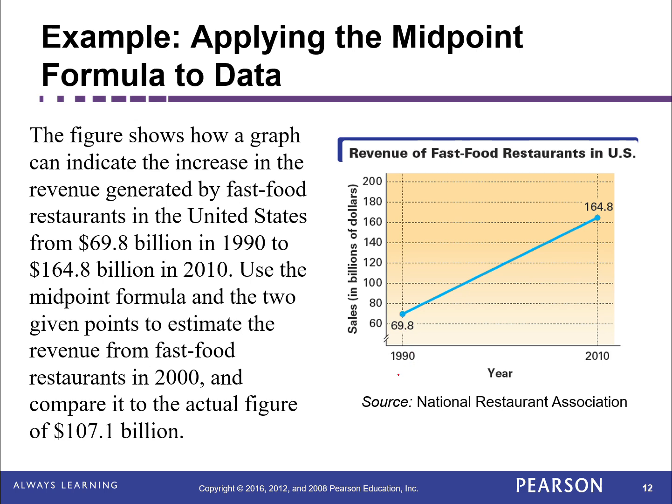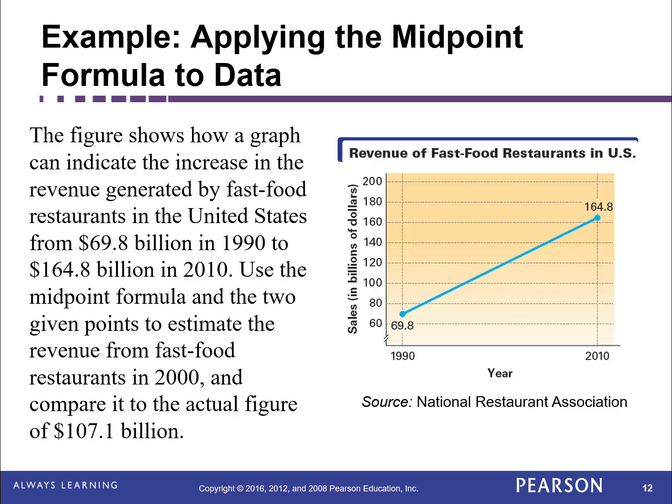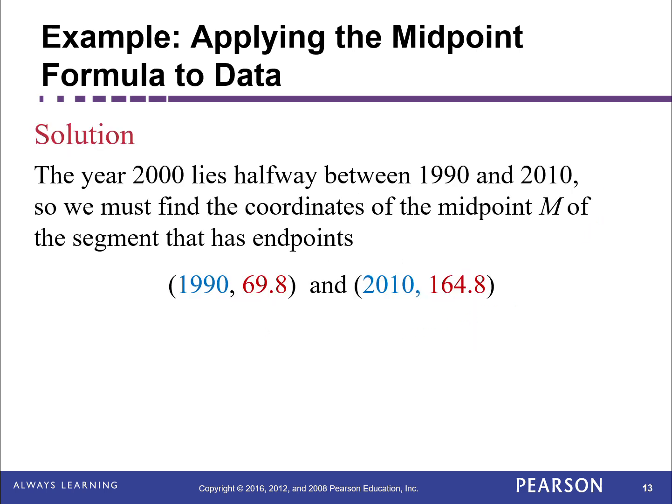Okay, so if we want to use this midpoint formula here, we've got to use this point. So our x1 here would be 1990, and then our y1 would be 69.8. So you can see where that comes from. And our second point here would be 2010 and 164.8. Those are the 2 points that we're working with.